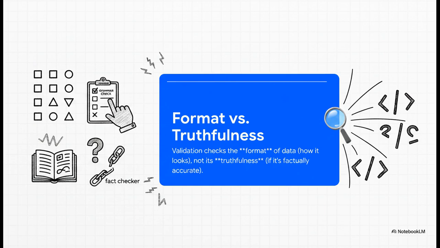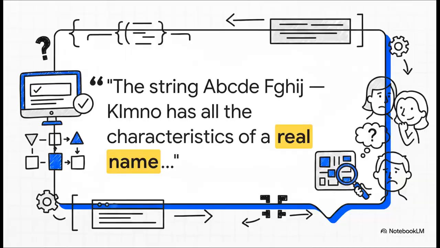Here's the most important thing to get. Validation is basically a pattern checker. It's great at checking if your data looks right, but it has no way of knowing if that data is actually true in the real world. Think of it like a grammar checker, not a fact checker. This quote from one of our sources just explains it perfectly.